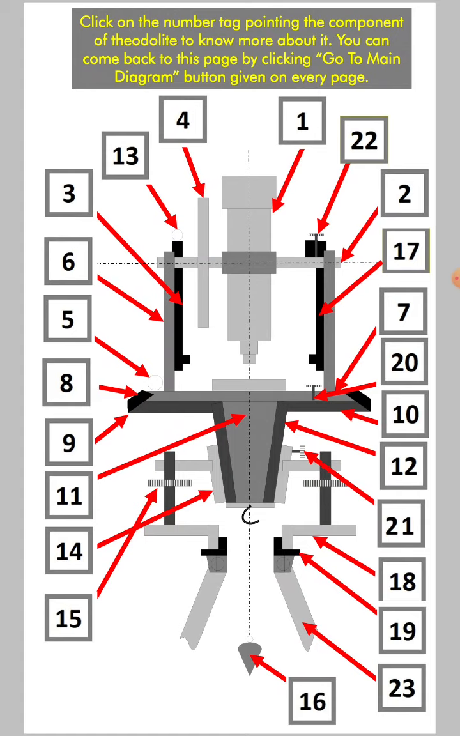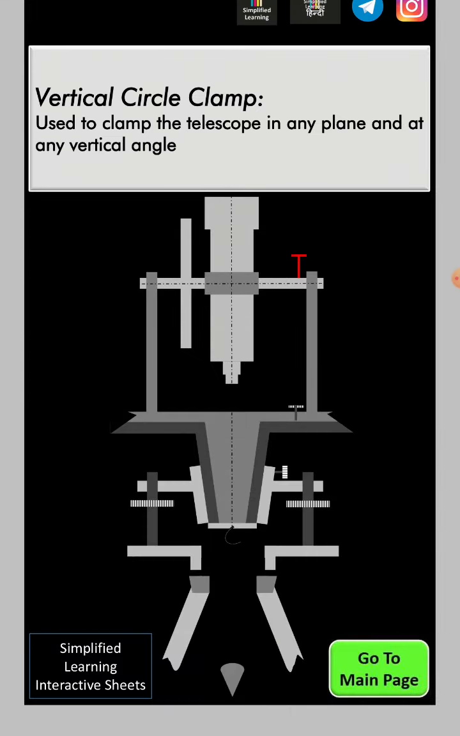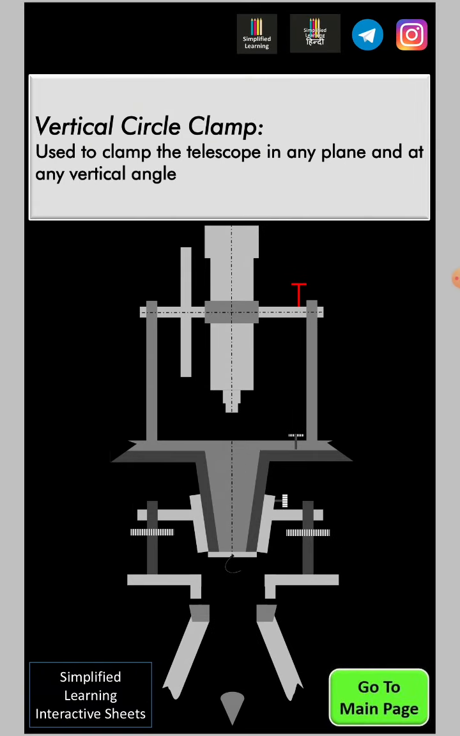Now how to use this sheet? The instruction is saying click on the number tag pointing to the component of the theodolite to know more about it. You can come back to this page by clicking the go to main diagram button given on every page. So if we want to know about, let's say, component number 22, you just have to tap on 22. If you tap on 22, you will go to the diagram which is specifically showing what that component is. That specific component is highlighted in red color. All the other components are grayscaled, shown in black and white.